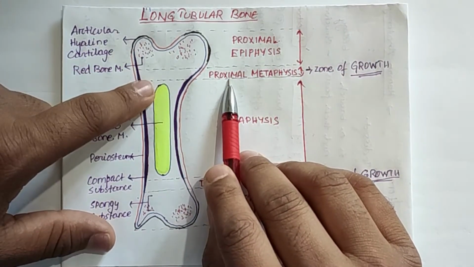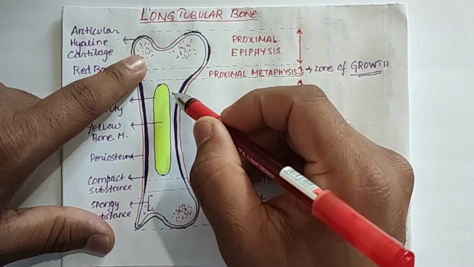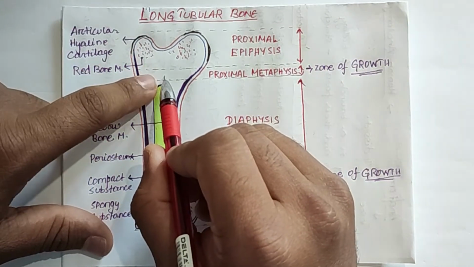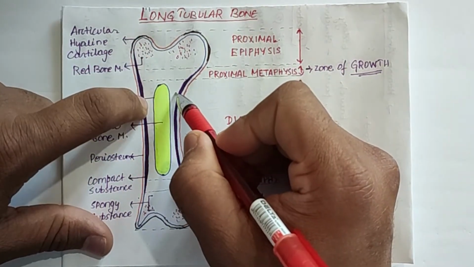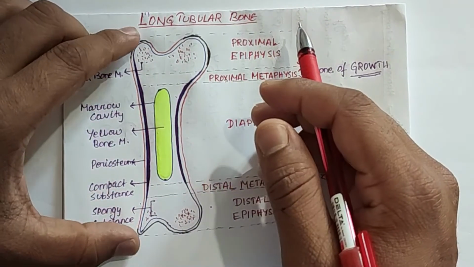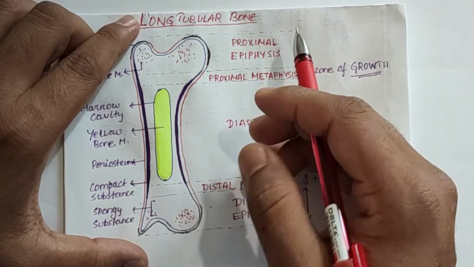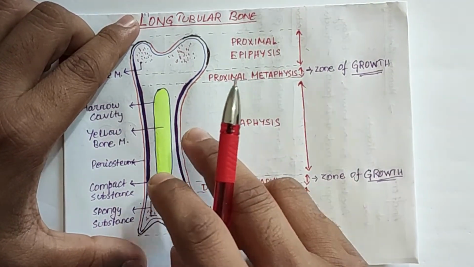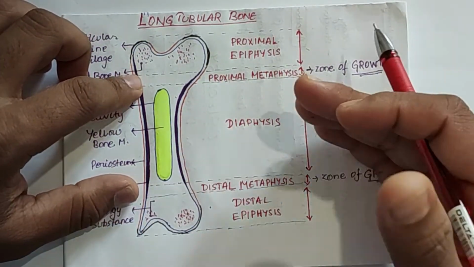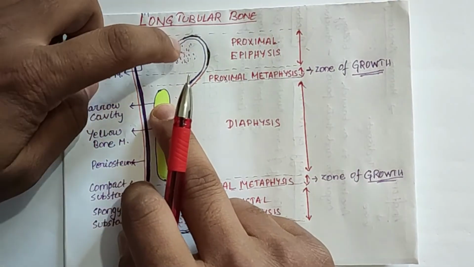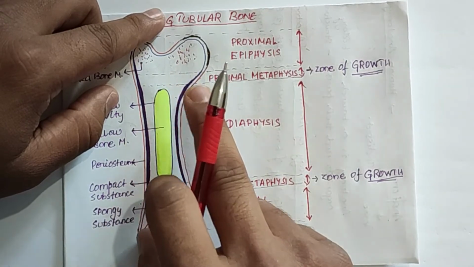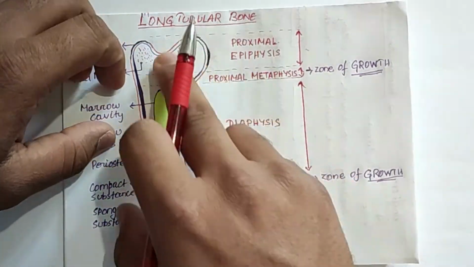Then comes the proximal metaphysis. It is the epiphyseal end of the diaphysis, or we can say that the metaphysis is present in between the epiphysis and diaphysis. It is the zone of growth responsible for increasing the length of the bone. In childhood and the juvenile period it is present, and when growth is completed there will be fusion of epiphysis and diaphysis. This fusion is known as synostosis, and then the bone will stop growing.